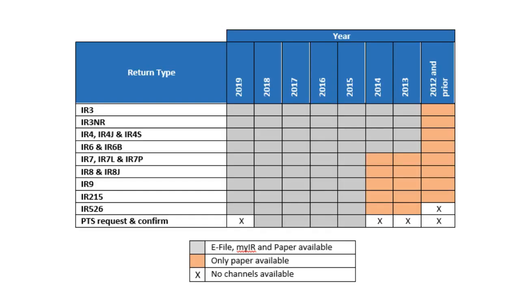Where you'll be able to view this chart, which gives more details on what can and can't be accepted. So here we have the return types and the years, and then at the bottom those in grey show the ones that can be e-filed, MyR and paper available. We can also see only paper available, and then where there's no channel available to be able to file.